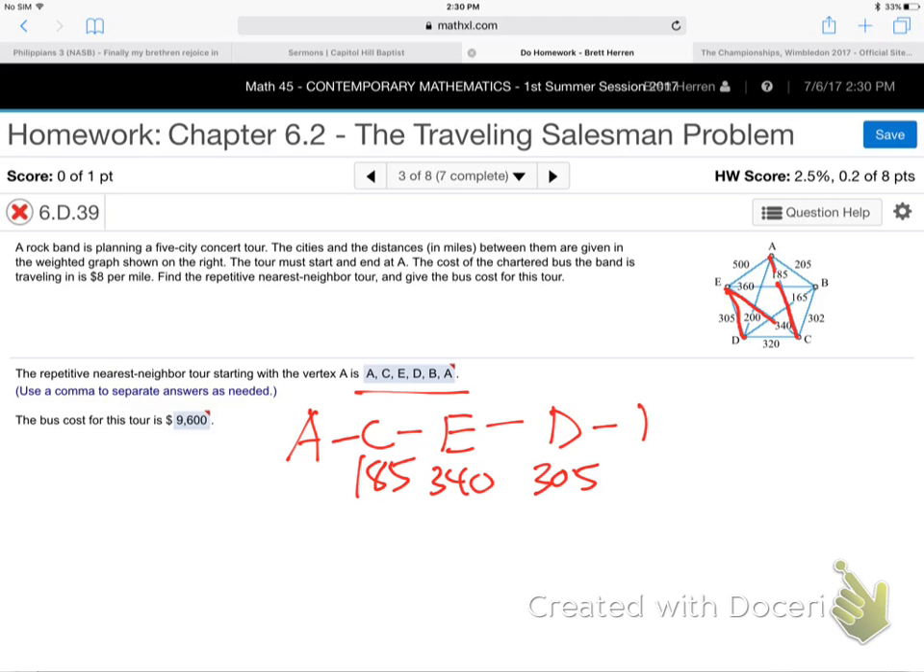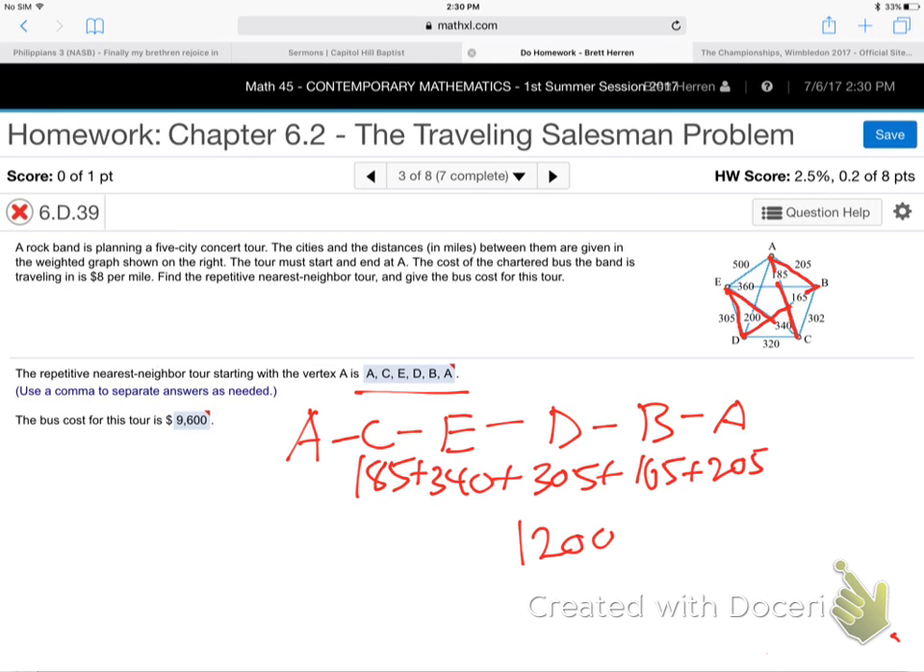And from D to B is 165. And from B back to A is 205. So if you add all those up, add it, add it, add it, add it, I don't know what it is.